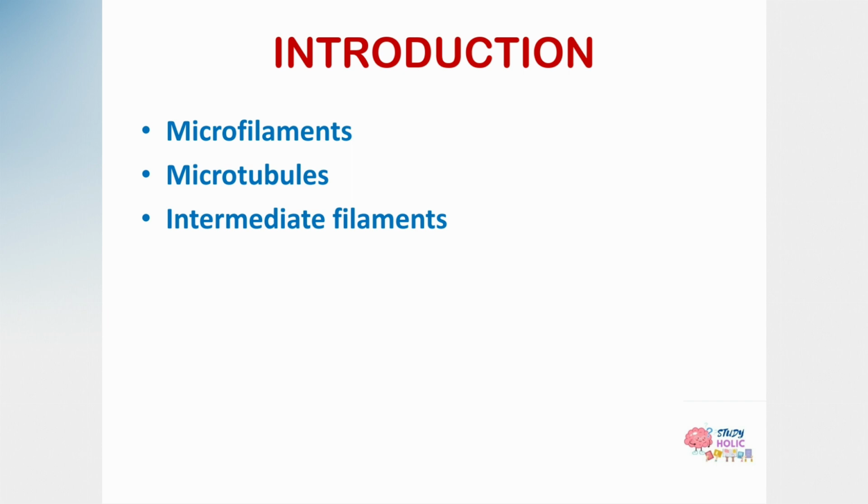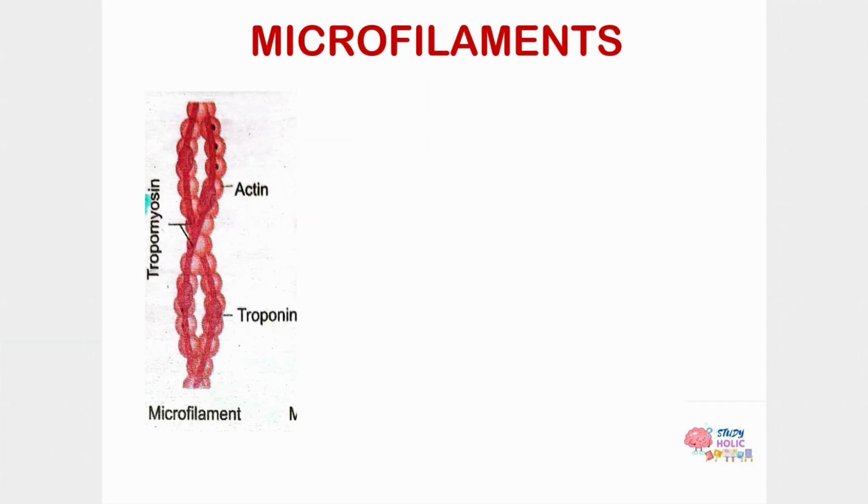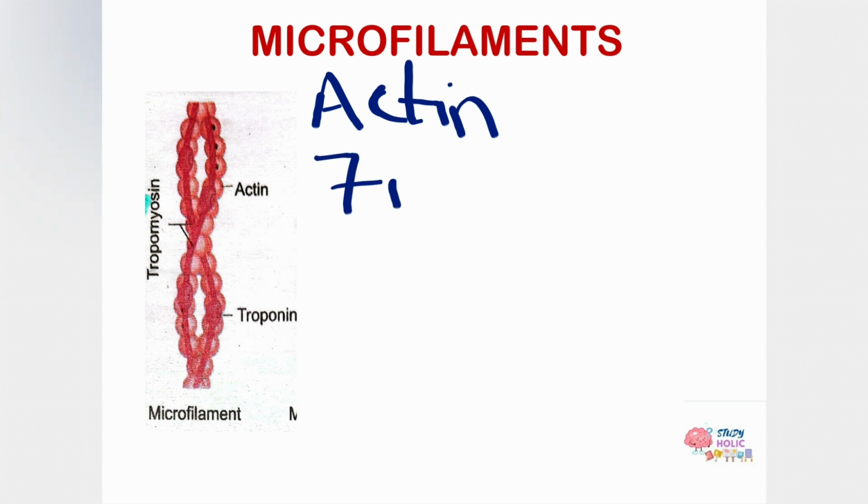Let's start with our first discussion, that is microfilaments. Here I have attached the diagram from the book and I'll be explaining it in detail. So basically the microfilaments are also known as actin filaments. They are thin contractile fibers and they are about 7 nanometer in diameter.